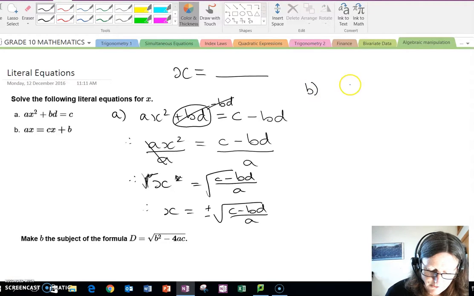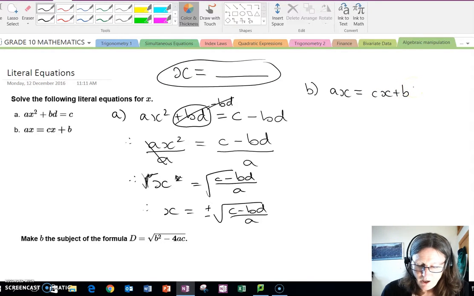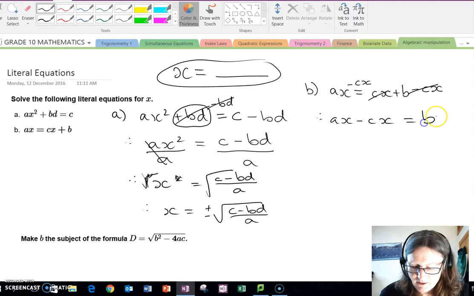Again, we are asked to solve for X. So in other words, we want the answer X is equal to something or other. So if it's got an X, I need it on the left hand side. So I'm going to subtract CX from here, because then that cancels and gets it off that side, moved over to this side. So I've got AX subtract CX is equal to B.